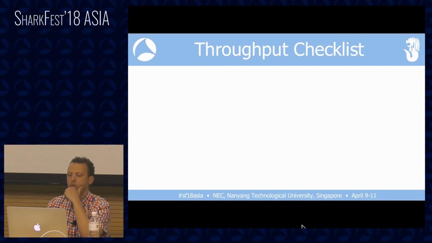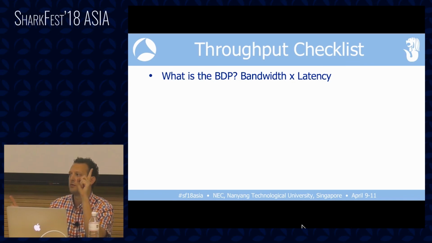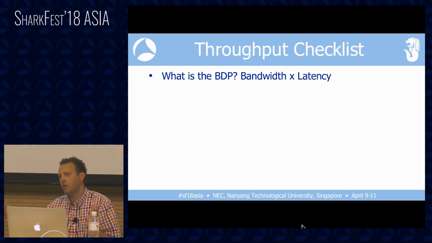So, first thing you want to know, what's the BDP between these two hosts? Bandwidth times latency. You want to make a note of that, just so you know what you're aiming for. You have to keep in mind that between two hosts, there are a lot of buffers, a lot of devices. So you're probably going to see bytes in flight exceed the BDP. Okay. But you want to at least get to BDP. If you're not getting there, you got a problem.